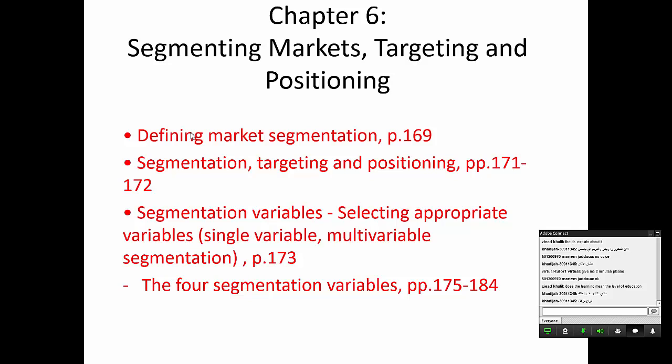This is the outline of the chapter. We will define market segmentation, and then after that we go to targeting and positioning. After that we will discuss the variables that we need to know when we want to make segmentation. That means in segmentation we have some variables that we can use in segmenting the market.